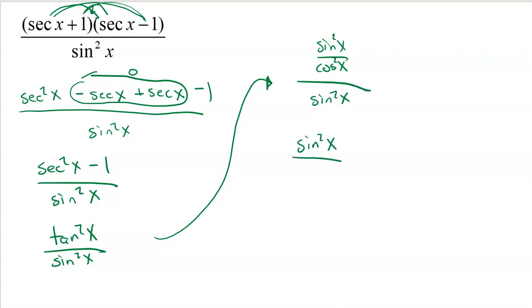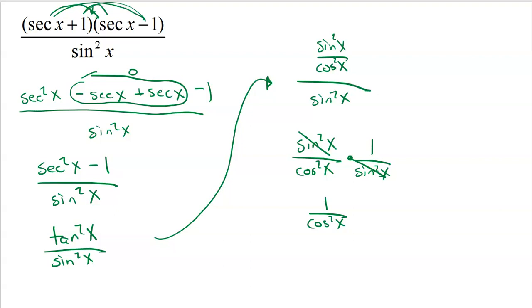I hate double fractions. Anytime you got double fractions, you should always get rid of them. How do you get rid of them? Leave the numerator alone. Multiply by the reciprocal of the denominator, 1 over sine squared. Aha! Sine squareds cancel. I get 1 over cosine squared, which is pretty simple, but it's still a fraction.